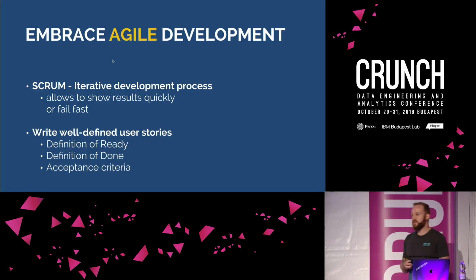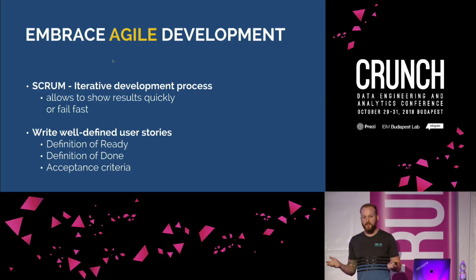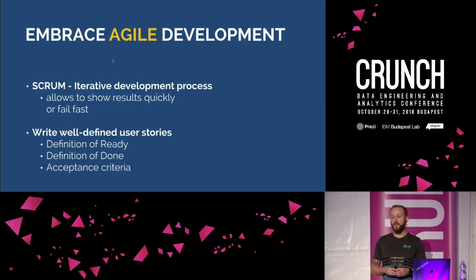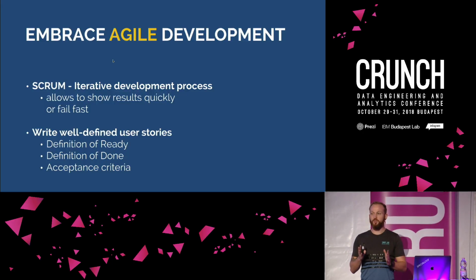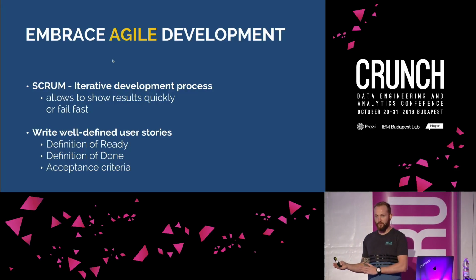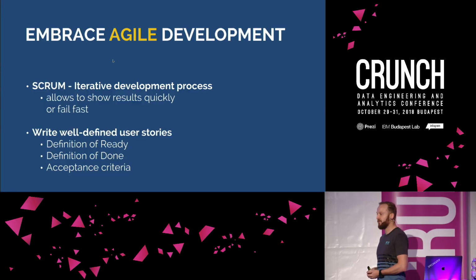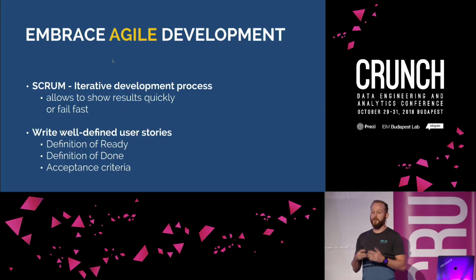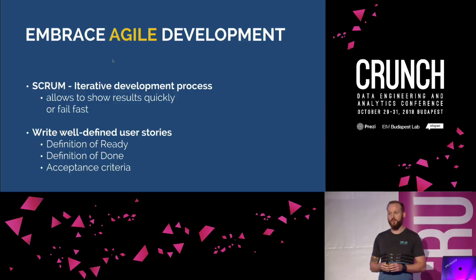So the key to success is to write well-defined user stories. What we use as fundamental definitions in doing so are a definition of ready and a definition of done. The definition of ready is basically a checklist of how a user story needs to be defined to be able to get into the sprint in the first place. So it's ready for development. The definition of done is the fundamental values that need to be checked when the story is considered to be finished.